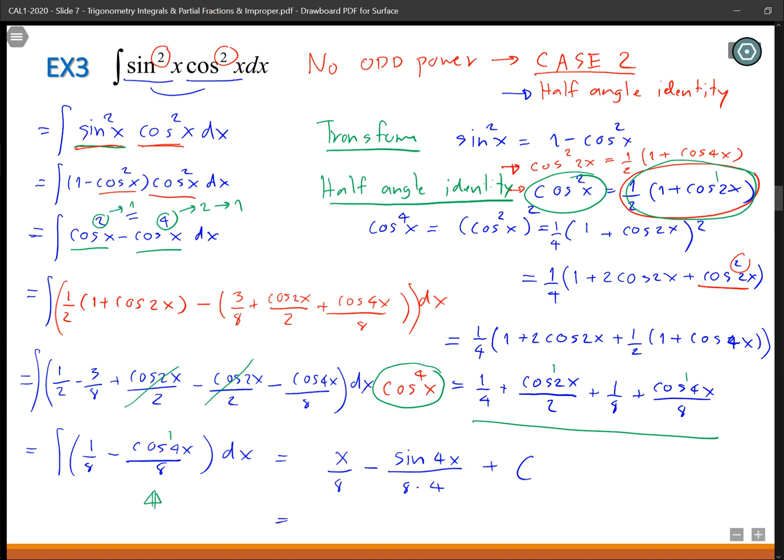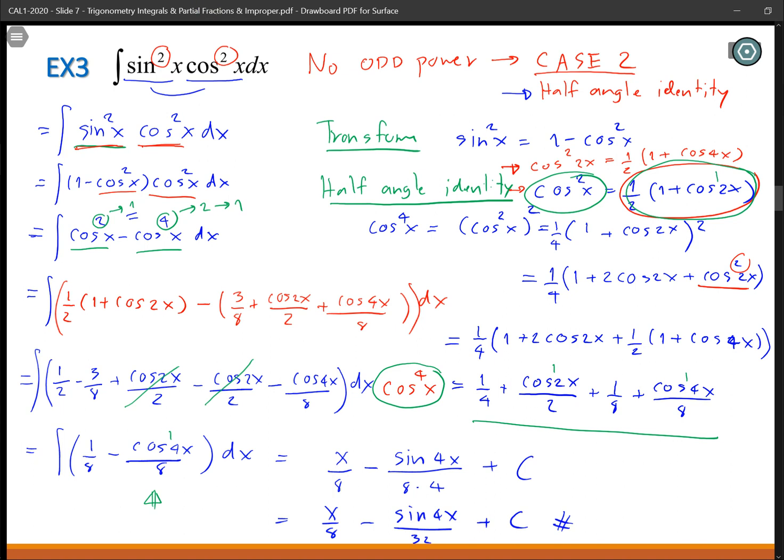To make things nicer, just multiply them in. x over 8 minus sine of 4x divided by 32 plus c. Okay, so that is the answer for example 3.